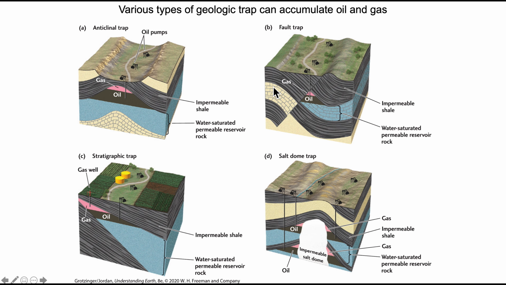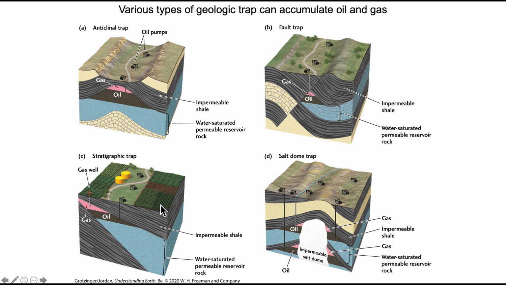In the case of a fault trap, we have the displacement of rock, in this case a water-saturated source rock that's also going to be in a reservoir. We're going to truncate it. We're going to seal it off on one end, and any material in this bed that's capable of movement is going to move, in this case the oil and gas, to the highest point in that reservoir. And it's going to be trapped by an impermeable shale, just like in this anticlinal trap here.